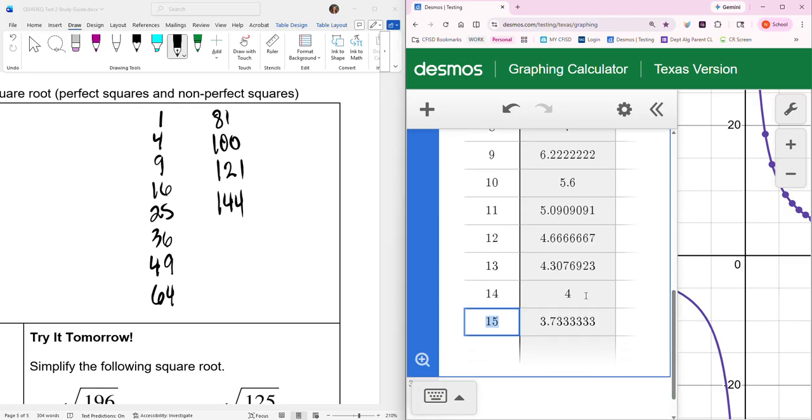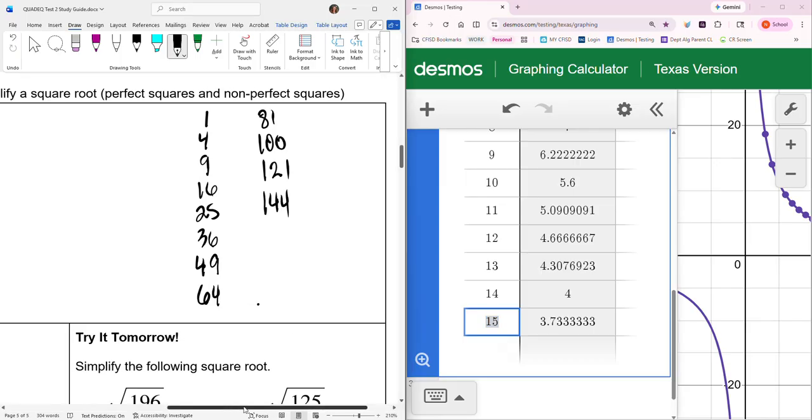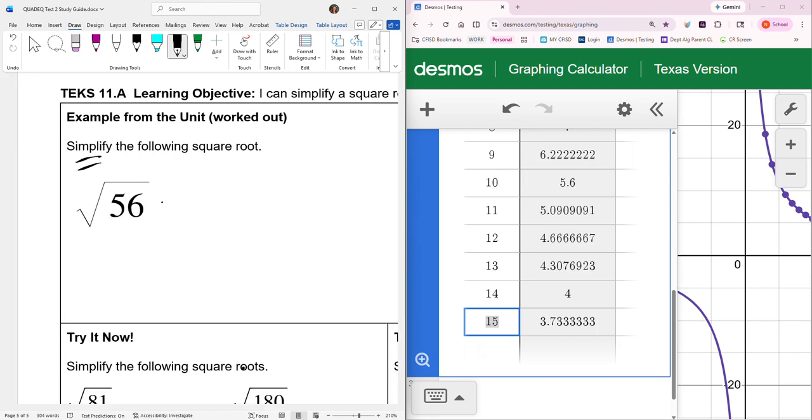Specifically, if you notice 4 times 14, those are nice even factors. That's a factor, and 4 is a perfect square. So we're going to rewrite 56. This is going to become the square root of 4 times 14. There we go.